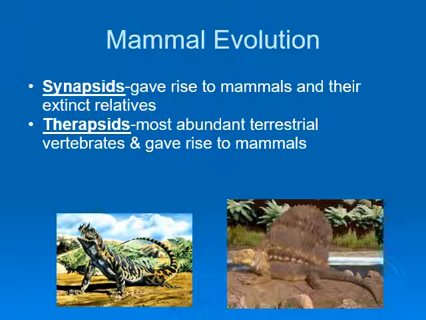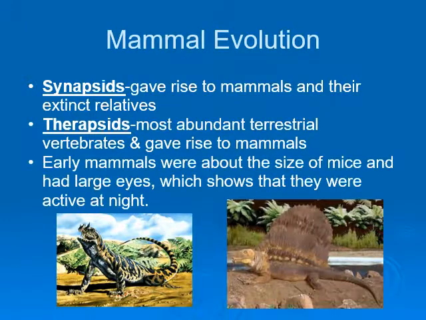However, changes started to take place. We started to get smaller ancestors to mammals, things that start to represent more things like little small mice and examples like that. And we'll be taking a look at some of those in a little bit. Early mammals, like I said, they were about the size of mice, and they had very, very large eyes, which indicates that they were nocturnal or that they were active at night.